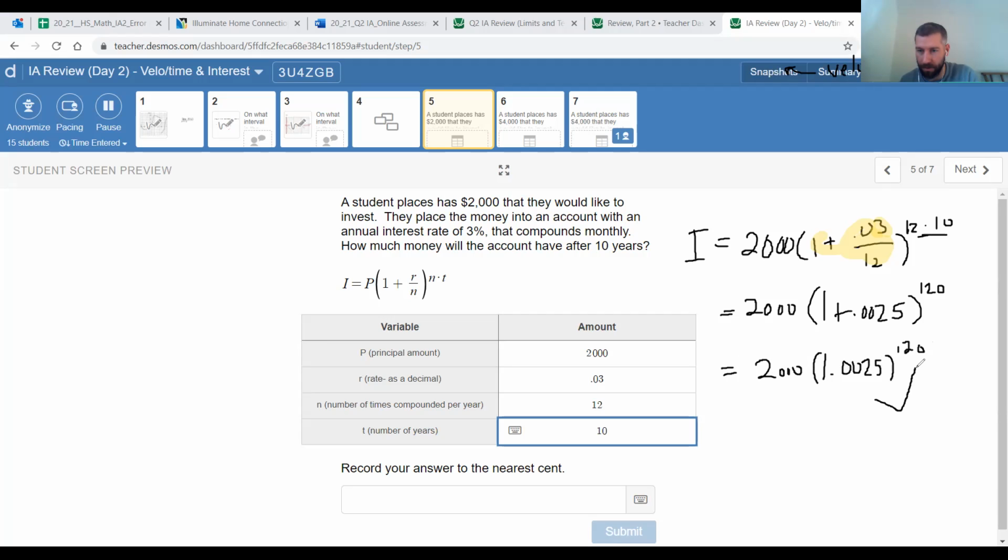So I'm going to type in 1.0025 and I'm going to raise it to x to the y, 120. You could also use your Desmos calculator or any calculator on the internet. And you will get 1.349353 blah, blah, blah. Okay, I'm not going to include that whole thing, but I'm going to take whatever that number was in my calculator. I'm going to multiply it now by 2,000. And this is what we're going to get.